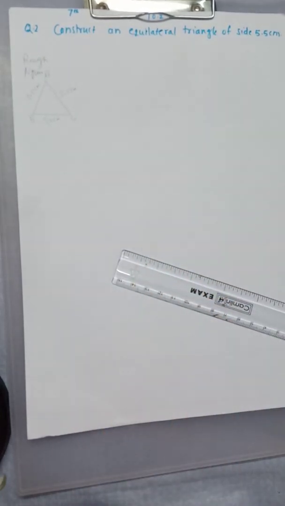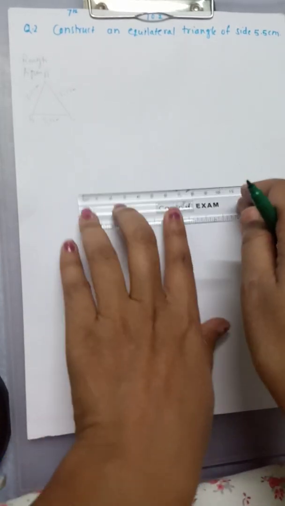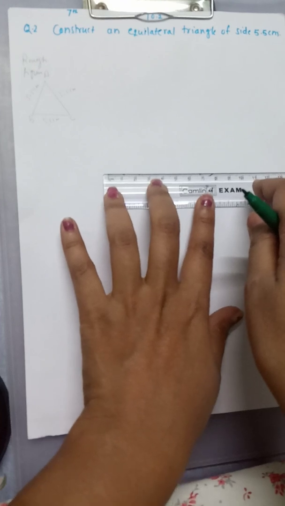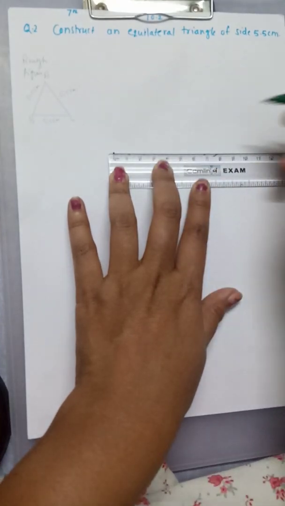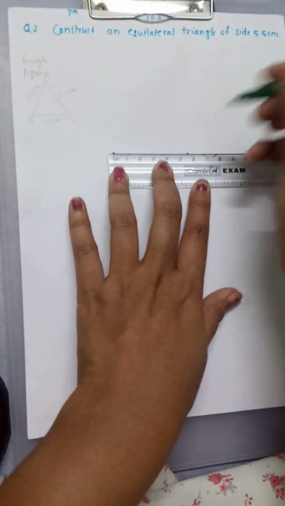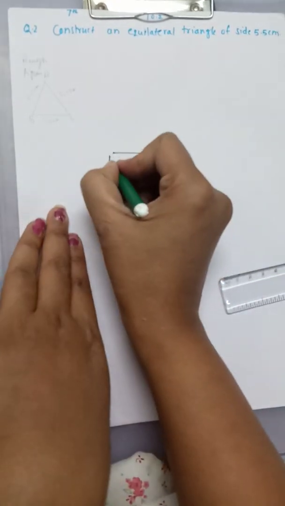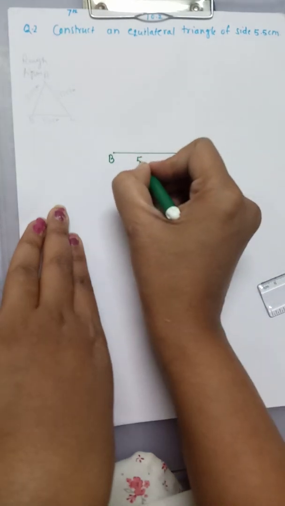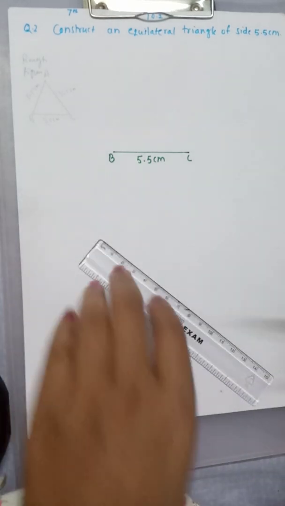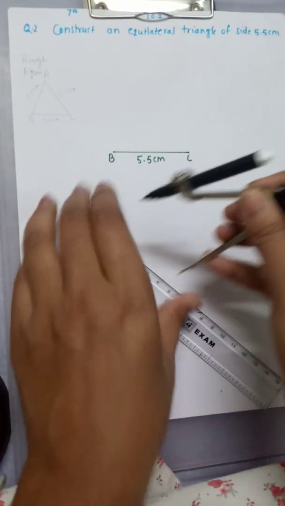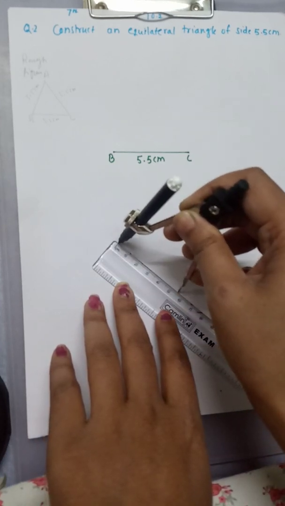First of all we will draw one line segment, BC. BC we can take 5.5 centimeter. So it will come BC, B and C, 5.5 centimeter. Now the same radius, 5.5 centimeter only, we have to take. Stretch your compass to 5.5 centimeter.